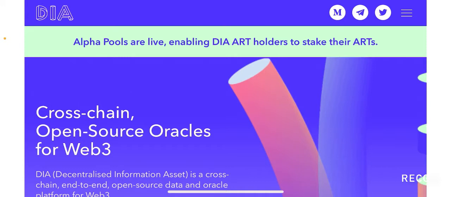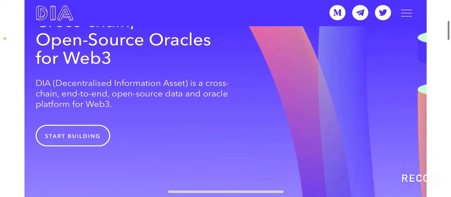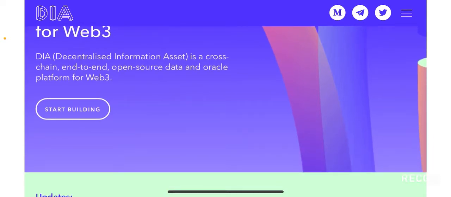So, cross-chain open source oracles for Web 3.0. Again, they are trying to be a cross-chain platform, obviously, because cross-chain functionality is very important for any platform that's aiming to be in the crypto space right now, and they are focused on becoming an open source oracle platform for the entire Web 3.0, right? You can click on the start building button, which is on the left side of the page right now, in order to learn more about how you can build with DIA and incorporate DIA's oracle services into your dApps.